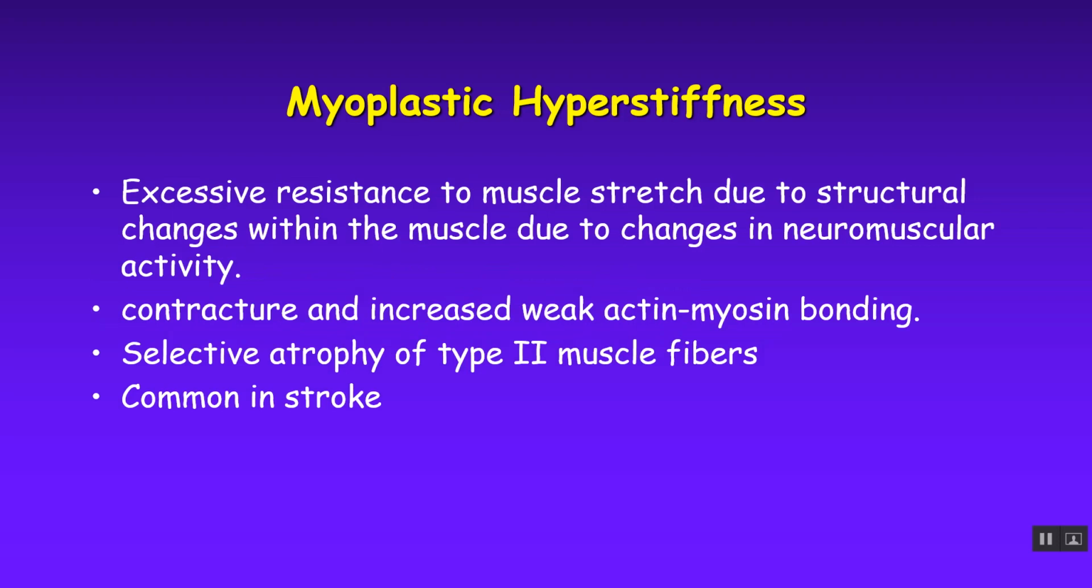So this is myoplastic hyperstiffness: excessive resistance to muscle stretch due to structural change within the muscle and also due to changes in neuromuscular activity. It's a combination of those things. With the contracture, you also get this increased weak actin-myosin bonding, even at rest, where they just stay next to each other for so long, they start sticking together. You also get, with myoplastic hyperstiffness, selective atrophy of type 2 muscle fibers, the fast twitch muscle fibers. So your patients really struggle with fast, powered movements. It's very common in stroke, and common in MS, to get myoplastic hyperstiffness.